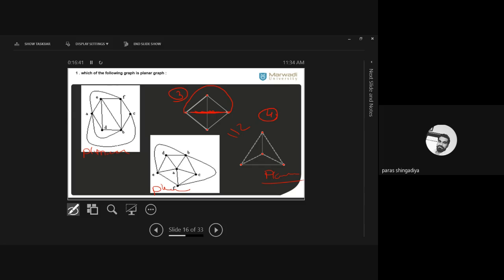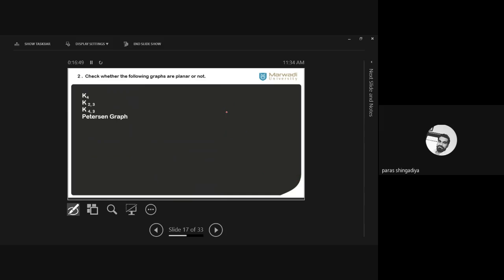Okay, so now this graph looks planar. So the answer will be planar graph. Yes, all four graphs are planar.